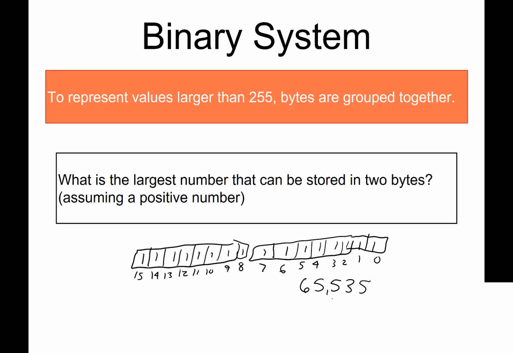So we can store 65,535. That means that within the 16 bits or 2 bytes, we can store a range of values between 0 and 65,535.